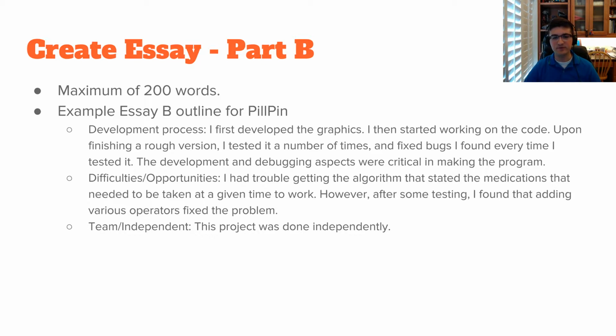The difficulties and opportunities: I had trouble getting the algorithm that states the medications that need to be taken at a given time to work. I'll explain a bit more about this when I get to the algorithm part, but needless to say, after some testing, I found that adding a couple of operators here and there fixed the problem.